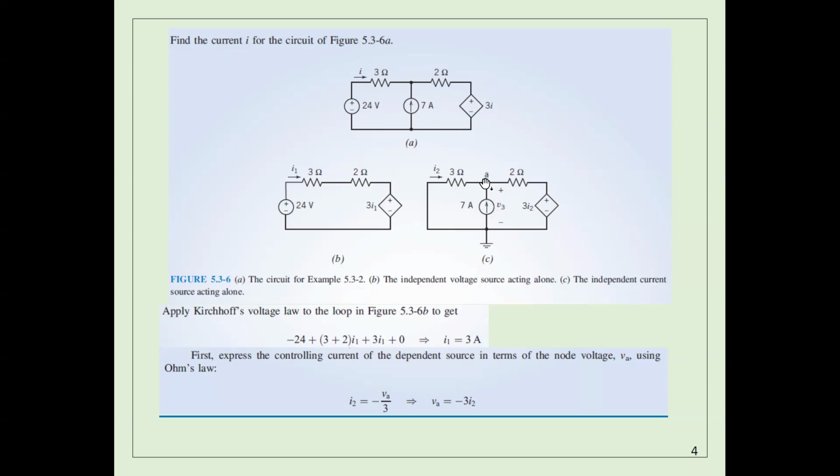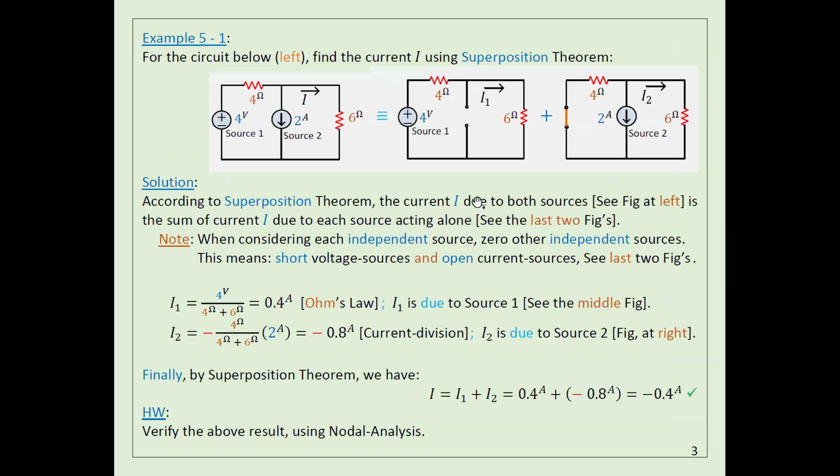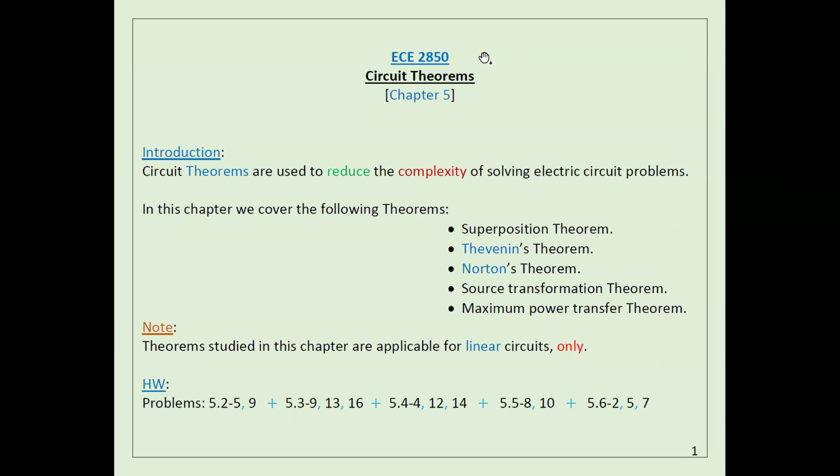VA, the voltage here, is actually equal to the voltage drop across the 3 ohm resistance, because this is ground, this is zero. I can apply Ohm's law: zero minus VA equals I2 times 3 ohm. So I can get a relation between VA and I2. Now I have only one equation in I2. I can apply it here to get I2, and I already got I1, so I can get I. So let me tell you the conclusion here, guys.